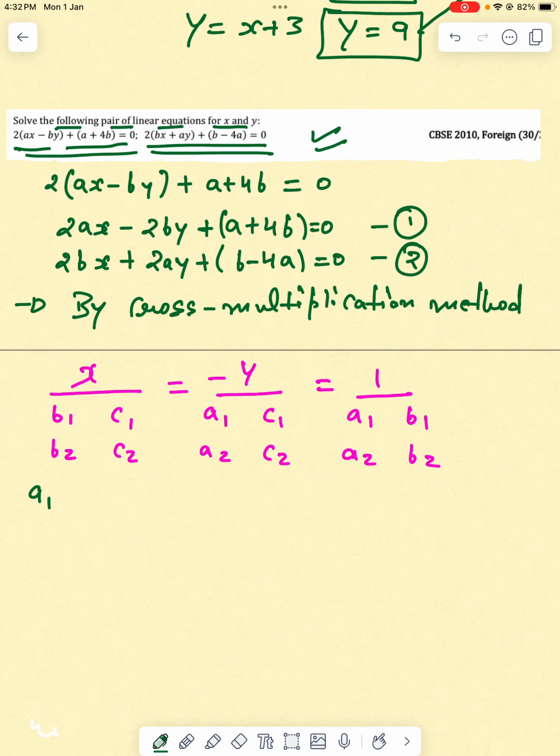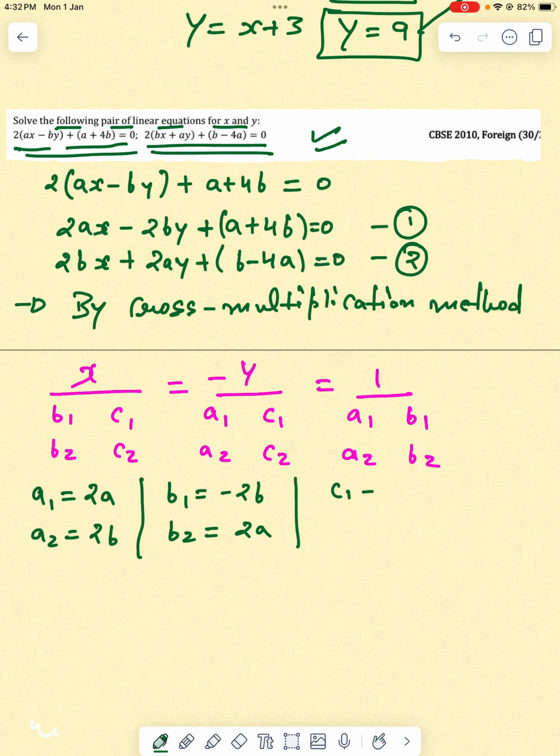Okay, so I am writing the coefficients directly. Sorry, we are wrong here because the 2 is also mentioned, so I'm writing it again. A1 is equals to 2a and a2 is equals to 2b. Similarly, b1 is equals to minus 2b and b2 is equals to 2a, and c1 is equals to a plus 4b and c2 is equals to b minus 4a, right?